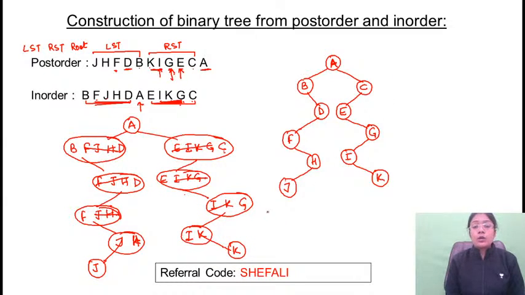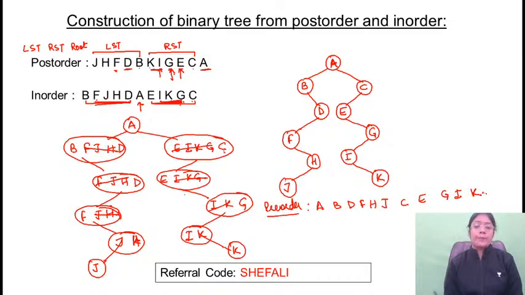So what will be the pre-order? Pre-order means you have to go through the leftmost path. So start from the root node. Pre-order means first of all you have to visit the root. So A is the root, leftmost path, follow that path. So it comes out to be B, D, F, H, J. This path is over. Then follow the remaining elements. It will be C, E, G, I and K. So this is the required pre-order for the given post-order and in-order. Is this clear?